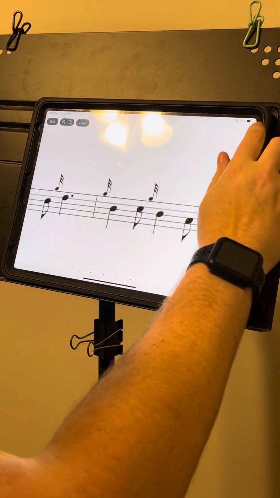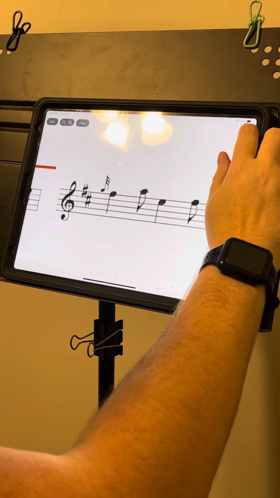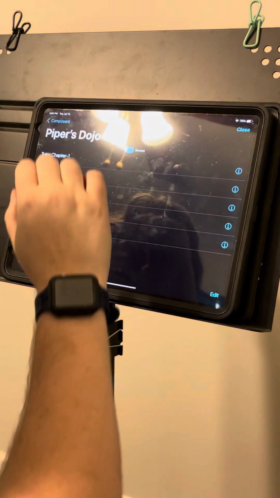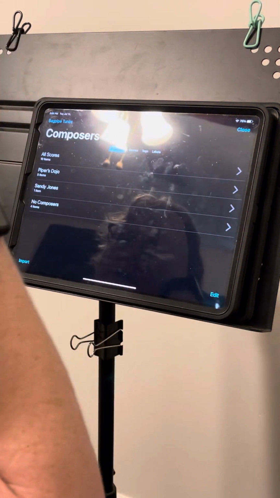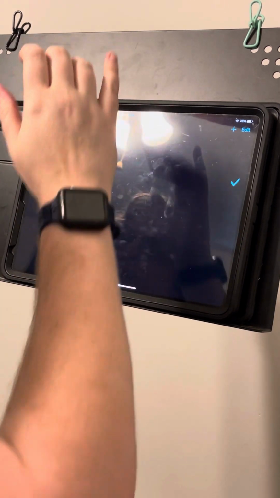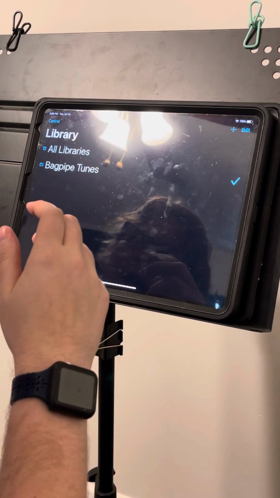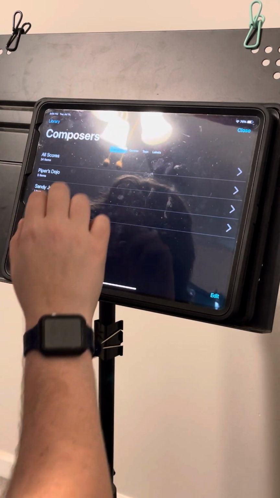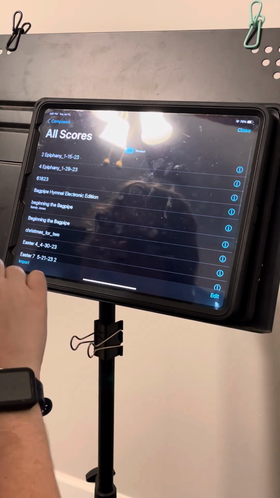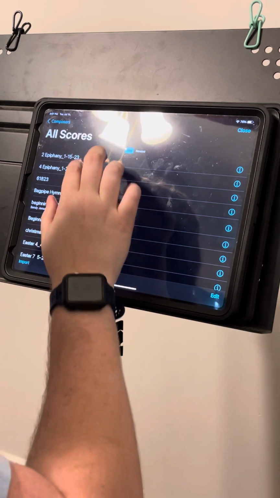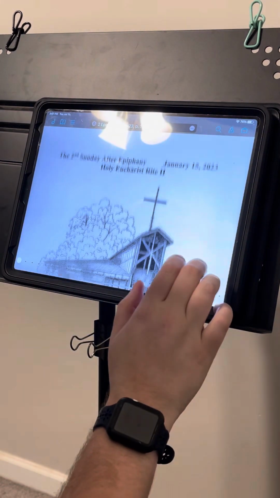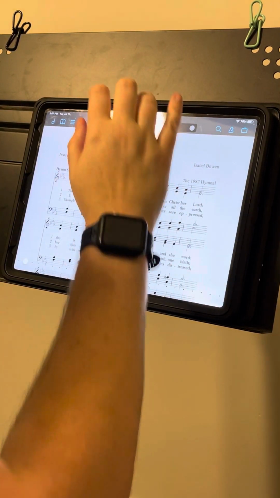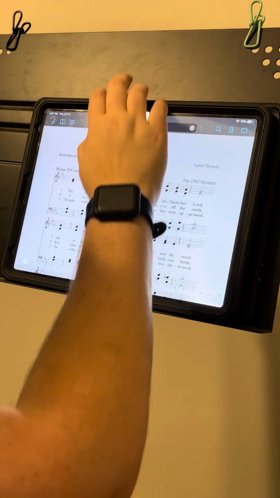Now, I have not found that to be the case when I'm going to get out of this mode and go look at a piece of music. So I have a couple of different libraries on here. I have one for bagpipe tunes, and then I have this one that just calls it all libraries. This is where I put all of my church related stuff. Like for example, here's a bulletin from a couple of weeks ago or a month ago or whatever it was.